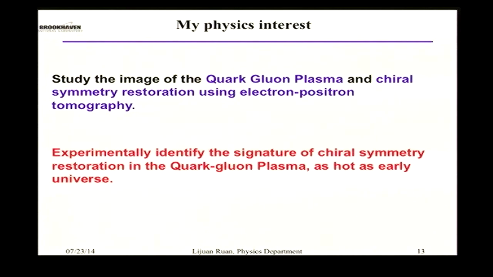So now, my physics interest for this lecture is that I would like to study quark-gluon plasma and its chiral symmetry restoration using electron-positron tomography. Most importantly, I would like to identify the signature of chiral symmetry restoration, and basically see the mass distribution become broadened, and eventually see whether we can observe the mass peak structure disappear. So that is basically the motivation for the experiment.